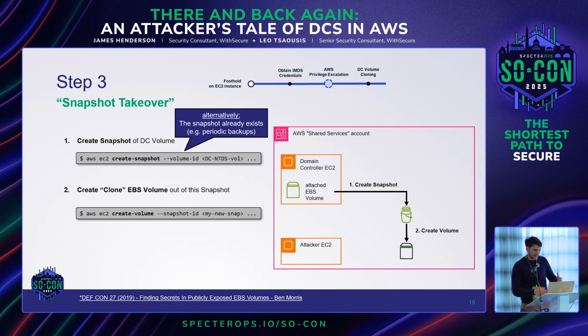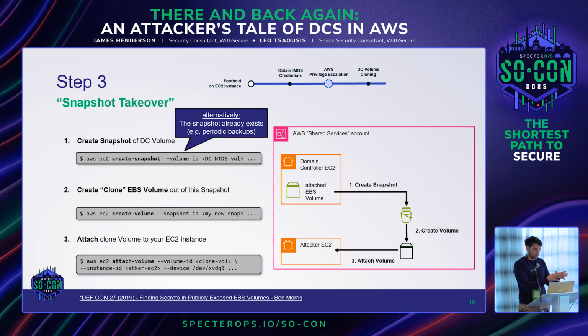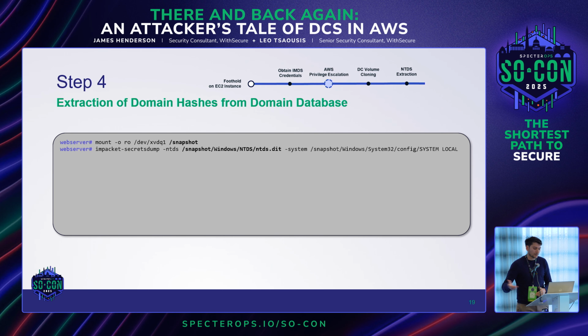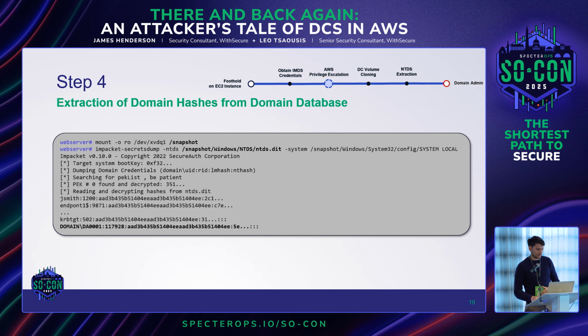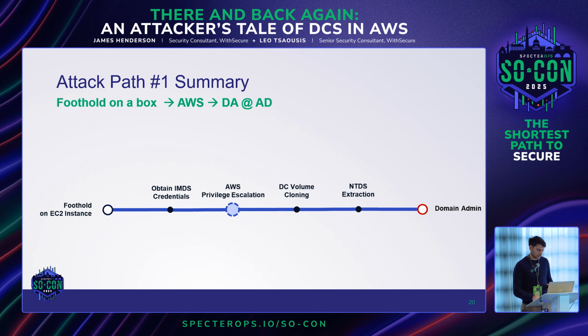Second step is to create a clone volume out of that snapshot. And finally, you attach that clone volume into the box you control, into the EC2 that you've compromised. And at that point, you have your drive holding NTDS attached to your host. From that foothold, you can then proceed to mount that disk and use maybe something like Impacket's secretsdump, pointing it to the NTDS and dump all the domain credentials, including the domain admin's one. And that's about it. You probably got DA.